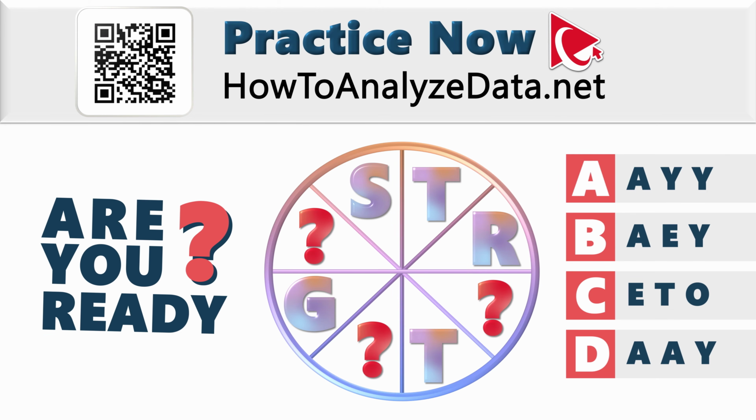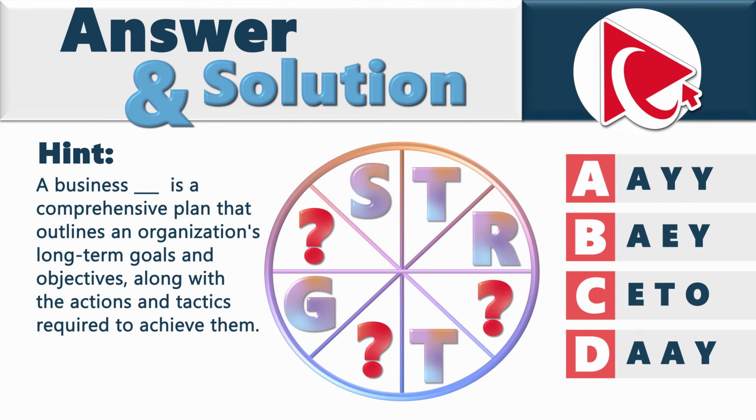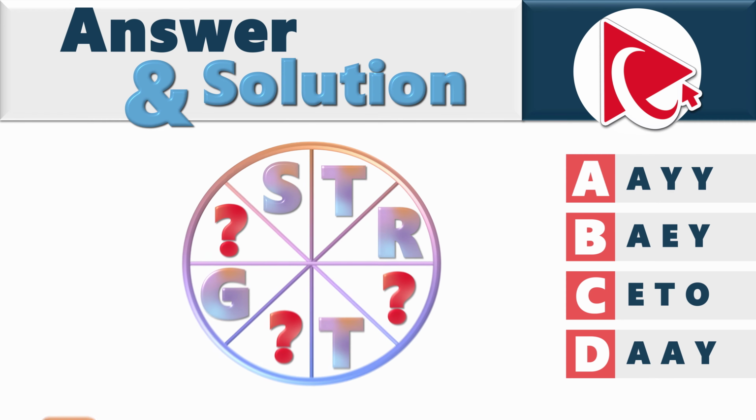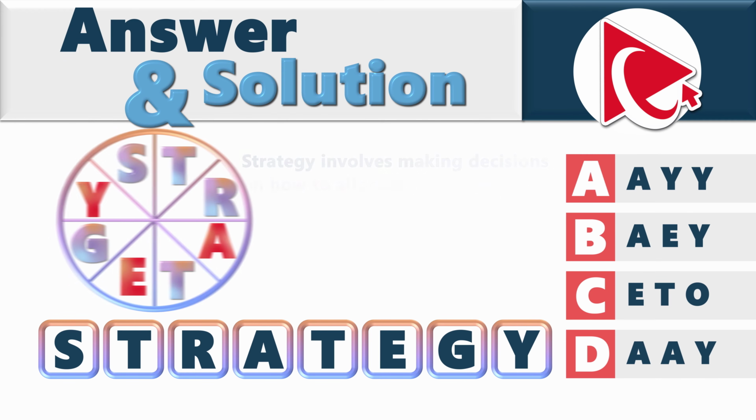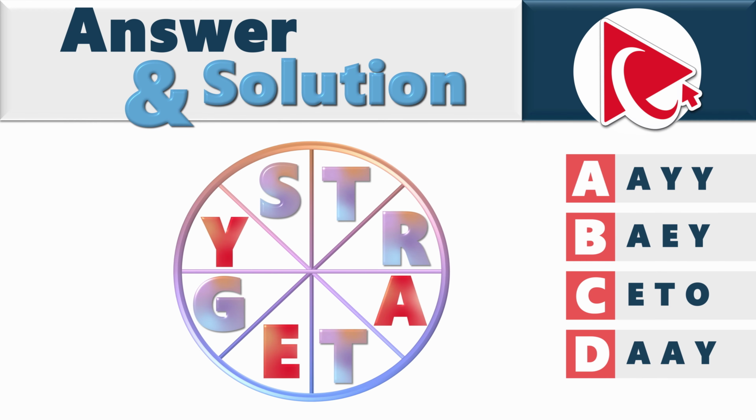Still not ready? Let me give you a hint. This word represents a comprehensive plan that outlines an organization's long-term goals and objectives, along with actions and tactics required to achieve them. I'm pretty sure you've got this now. The word is strategy. Strategy involves making decisions on how to allocate resources, such as people, capital, and time, to gain a competitive advantage in the market. So the missing letters are A, E, and Y, and the correct choice here is B.